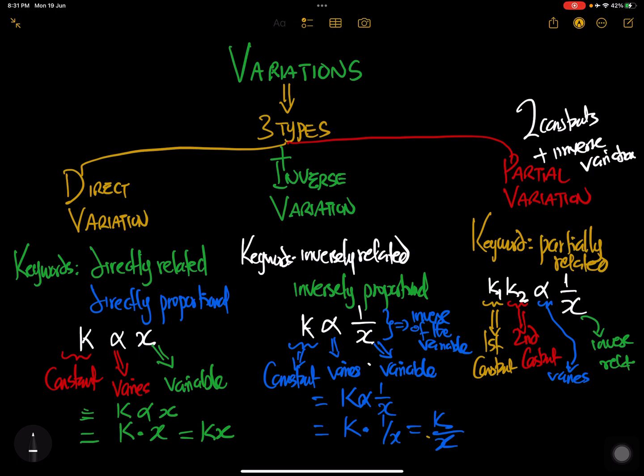Now, how do we write this mathematically? It's going to be k1, k2 varying with 1 over x, which is the same as k1, k2 multiplied by 1 over x, and we're going to have k1, k2 divided by x. There you have it. So this is the topic, variation, and these are the three main types of variation that you should be aware of, the keywords, and how to mathematically represent them in a question involving variation.